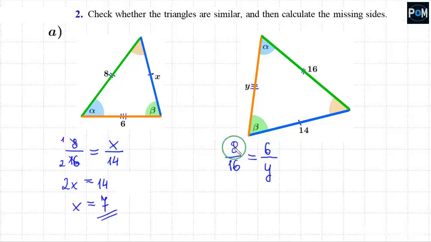I have a green 8 over a green 16. That equals orange 6 over orange y. The proportion is set up correctly. Now I can calculate. First, I will simplify again to make it easier. Here will be 1, here will be 2. Now in my proportion, I will multiply this y diagonally with 1. Y times 1 is y, and that equals 2 times 6, which is 12. And I have calculated y.